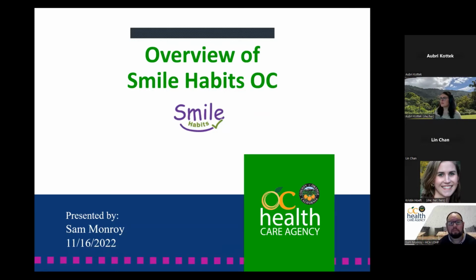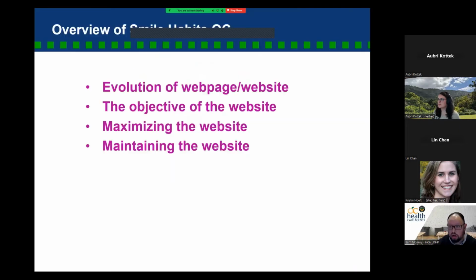Because ultimately you want people to go to your webpage or website to be able to get the information you're trying to share with them. And so how do we do that, right? So part of what I wanted to go over today is looking at the evolution of our webpage and website, right? So I use these two terms because what we started with wasn't an entire site that we could play with and develop out and do what we wanted to. We started with just a webpage under our county's overall website. Then we started thinking about the objectives of our website. What are we trying to get from it? Why is this important? Who are we trying to reach? In what ways? What do they need from us?